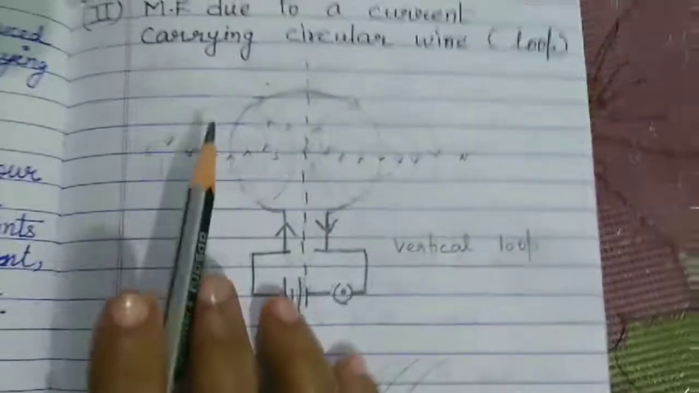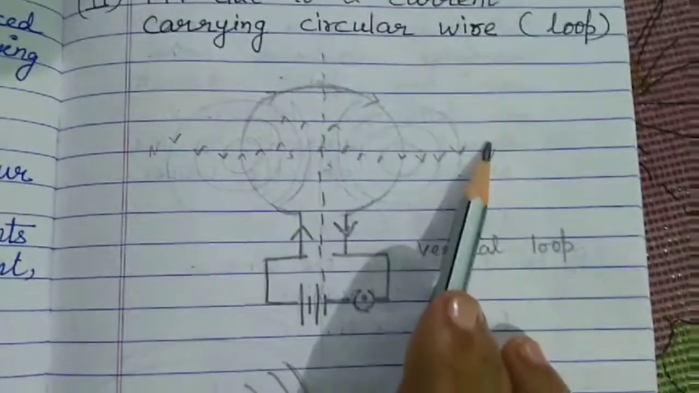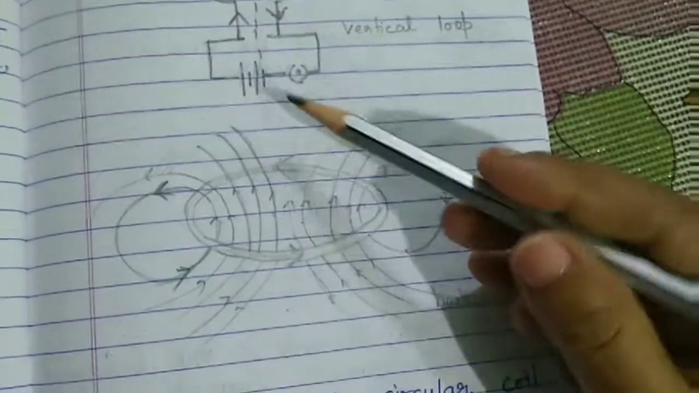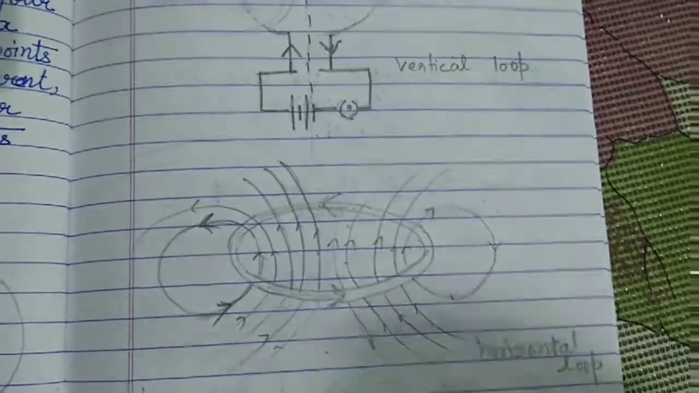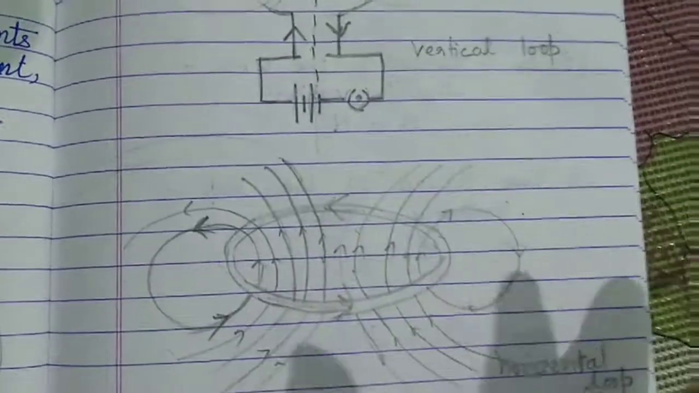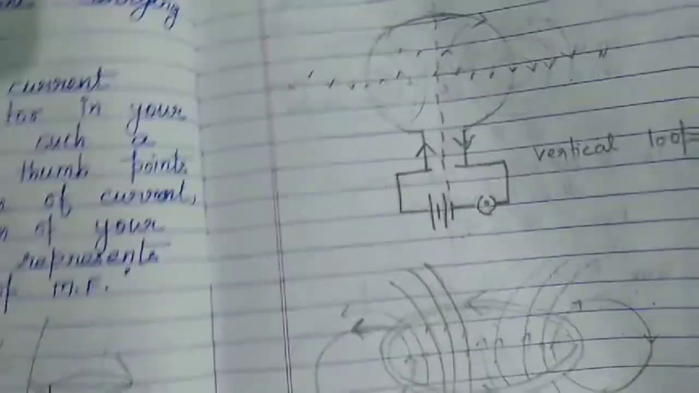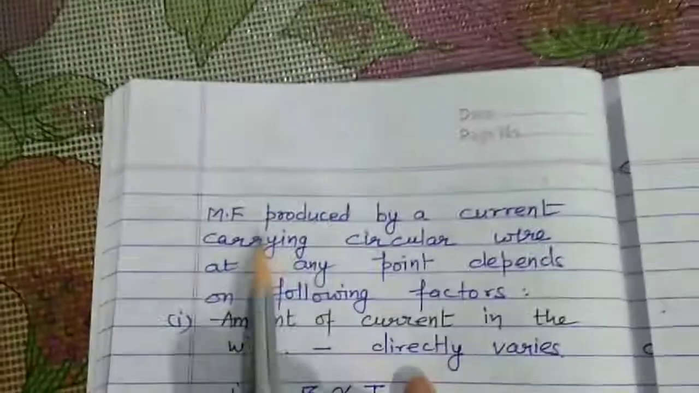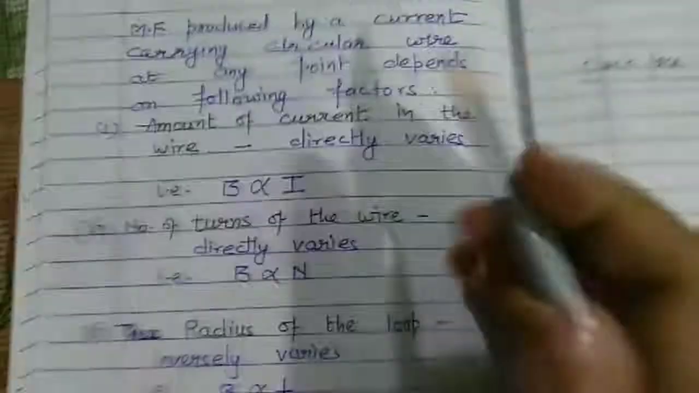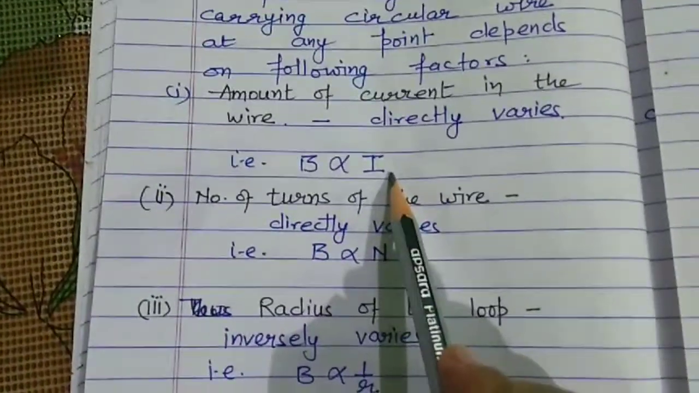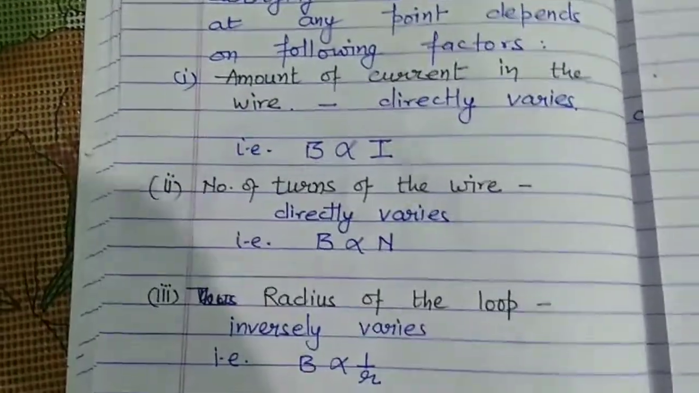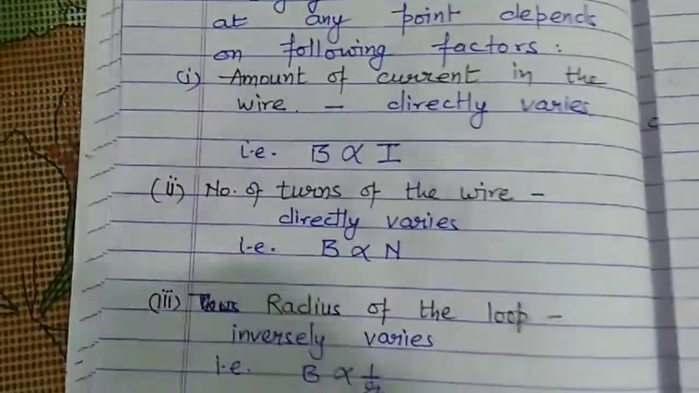Okay, so this is the magnetic field due to a current carrying circular wire. It looks like this. Inside the loop, the magnetic field is in the same direction and the field lines appear to be straight. The magnetic field produced by this current carrying circular wire depends on three points. First, it depends on the current. Obviously, the larger the current, the stronger will be the magnetic field.